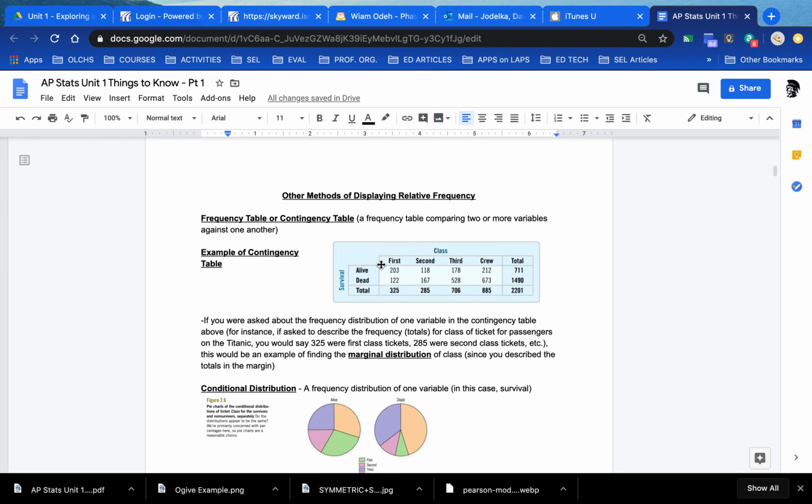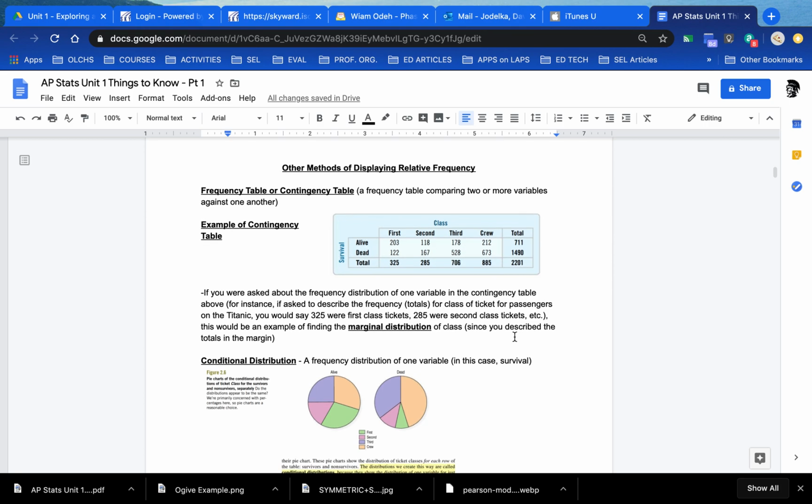Now, this isn't really a visual display, this is just a way to organize data. If you remember, a frequency table or a contingency table is just when you have multiple rows and columns of data. Again, these are counts. You can see right here that they even give you a total. Sometimes that won't be provided. You'd have to find it.